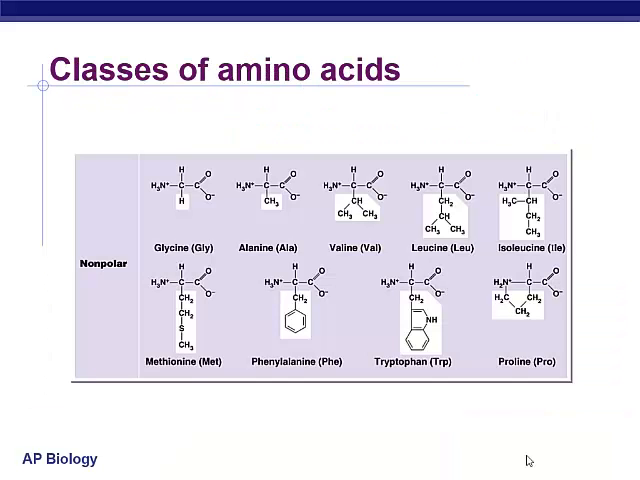You've seen these amino acids before. Yes, we have. Mira, what do you know about these amino acids by looking at their R group, the side chain?